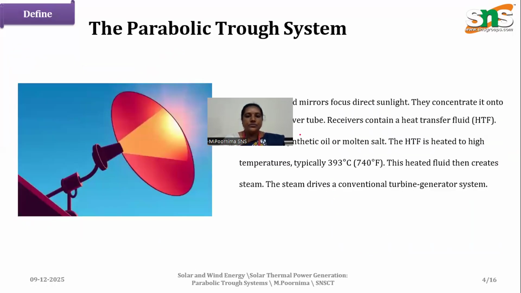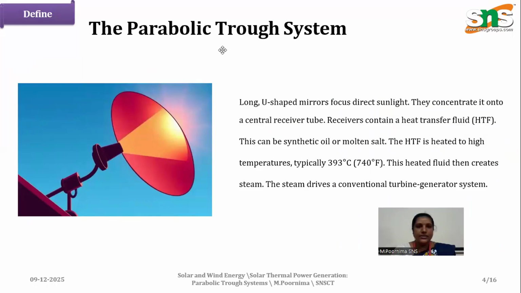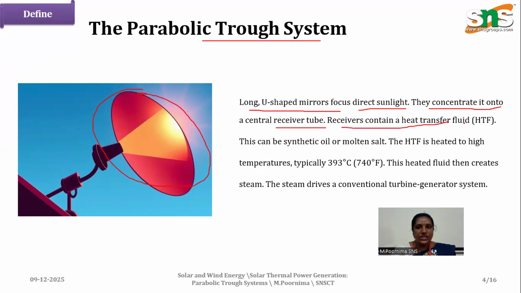Now you can see the parabolic systems. Here the long U-shaped mirror focuses direct sunlight, the concentrator, onto a central receiver tube. The receiver contains the heat transfer fluid, HTF. This can be synthetic oil or molten salt.